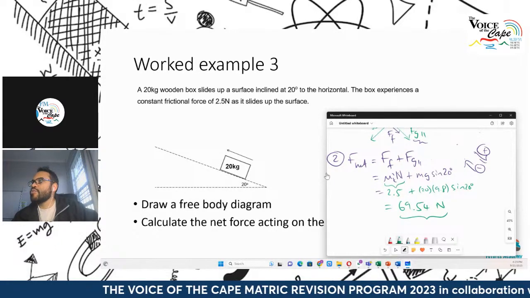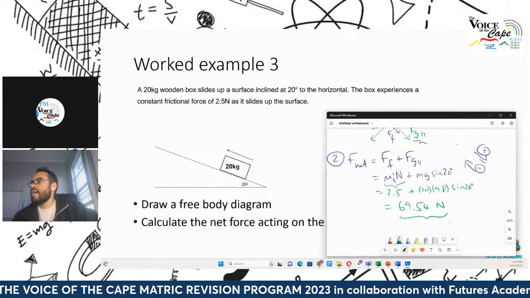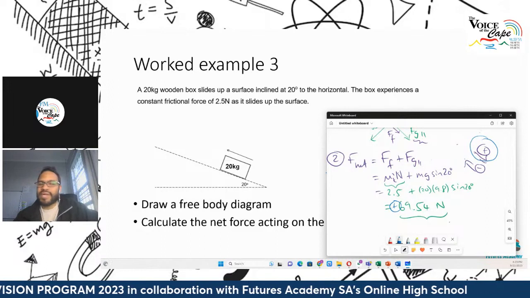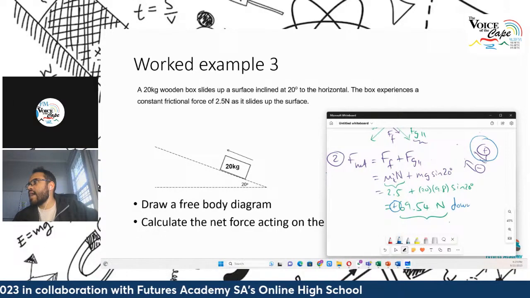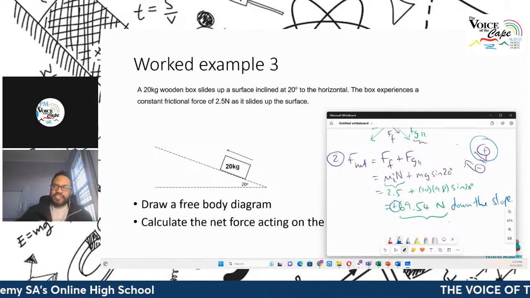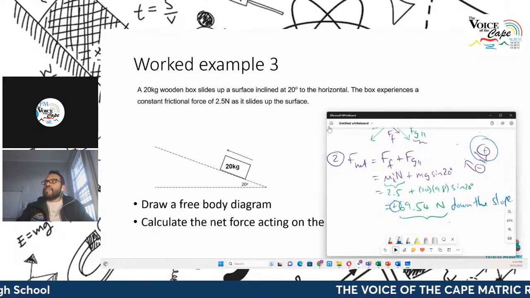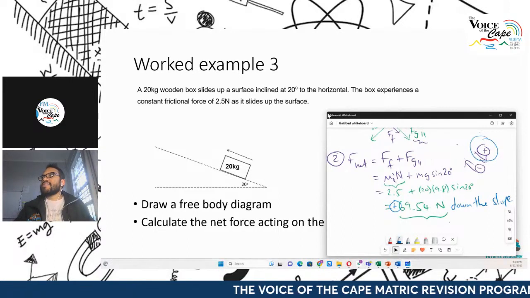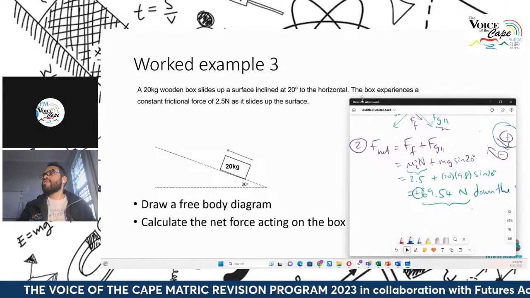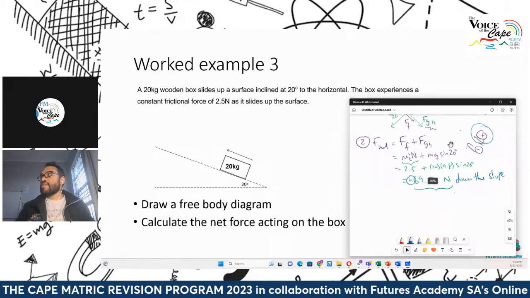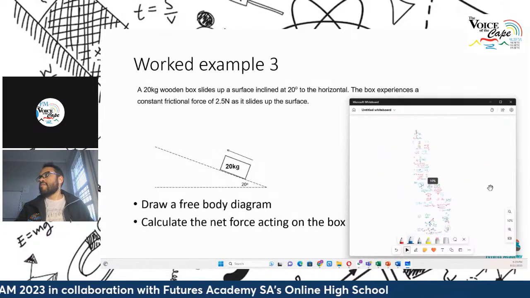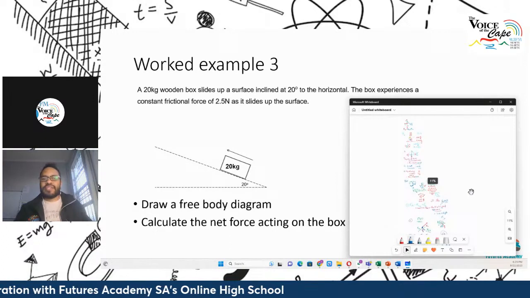It happened to work out to be a positive number, and that positive number is very clearly down the slope. So you must write that in, down the slope, because it's a vector, magnitude and direction. So ladies and gentlemen, that brings us to the end of today's session, where we've gone over forces, we've looked at calculating the net forces, setting up equations for the forces. We haven't really looked at acceleration and Newton's second law, but in our next session, we will most definitely look at that in a lot more detail.